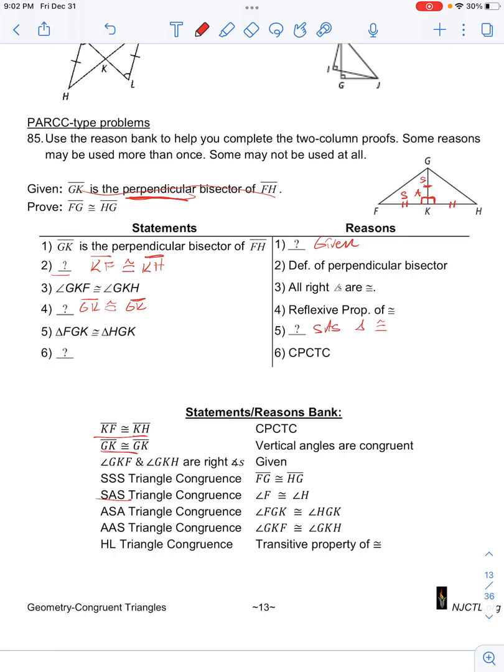And then our last step, what we want to prove, that FG is congruent to HG, must come from the fact that corresponding parts of congruent triangles are also congruent, and we've proven that the triangles are congruent, so we can then deduce that these 2 lines here, FG and HG, are congruent.